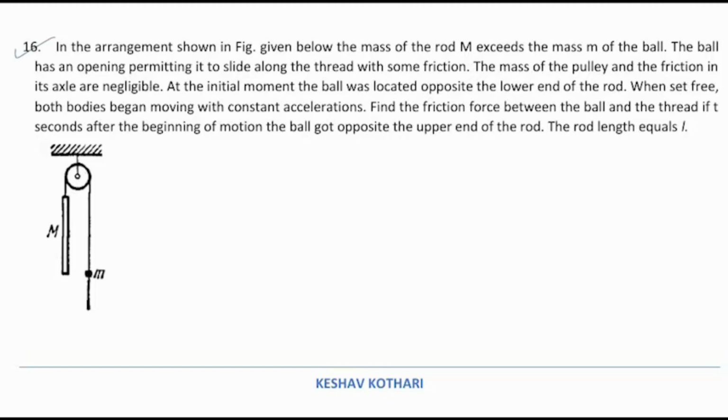Find the friction force between the ball and the thread if t seconds after the beginning of motion, the ball got opposite the upper end of the rod. The rod length equals small l.